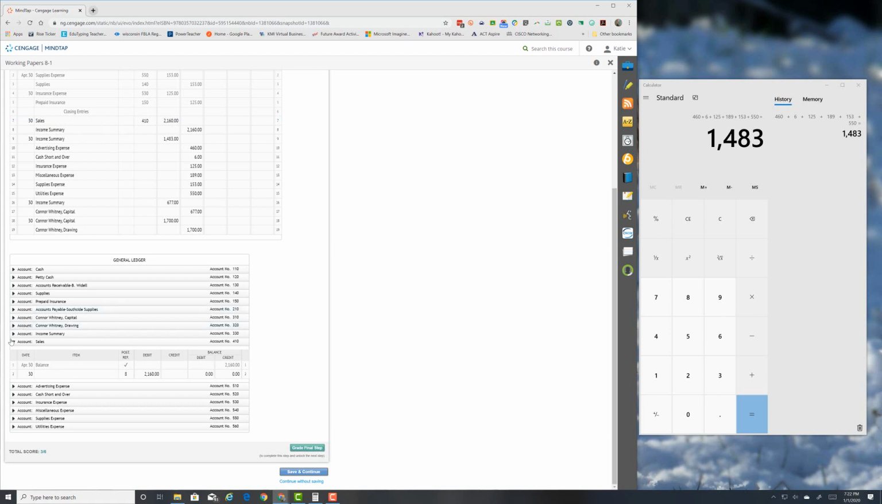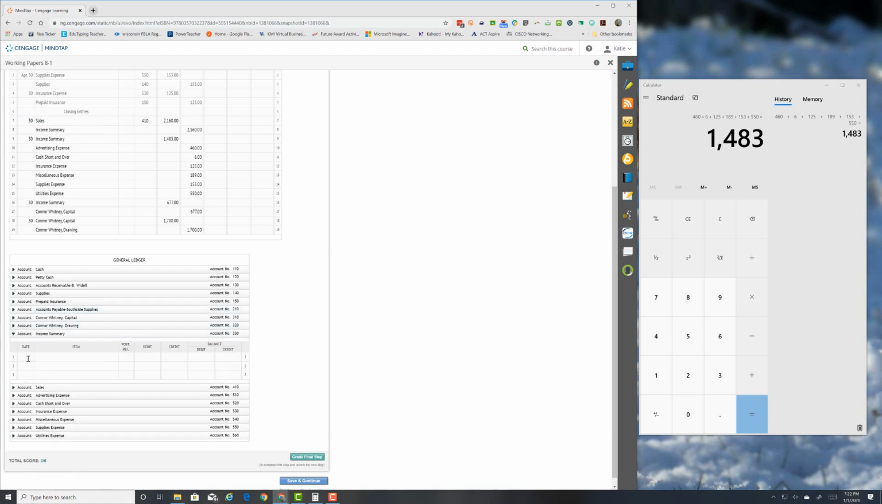Now I'm going to do the same thing right here for income summary. This is the first time I'm recording anything in there, so I have to put April in there. The 30th. Nothing in the item column. 8 is my page number, and I am crediting income summary 2,160. Previously had a 0 balance, and now it has a credit balance of 2,160. Account number 330 goes back up here.